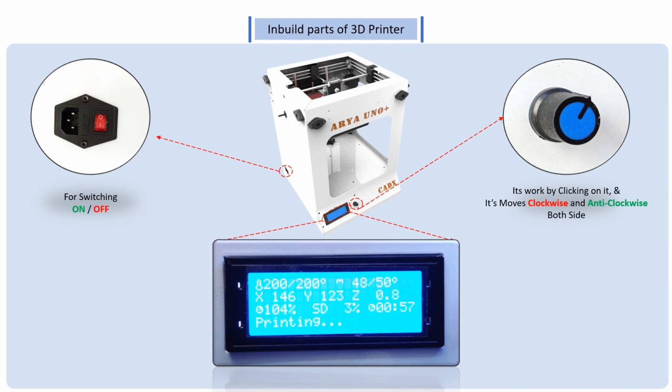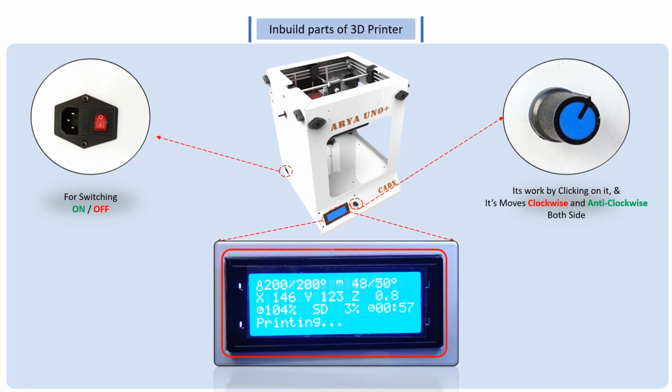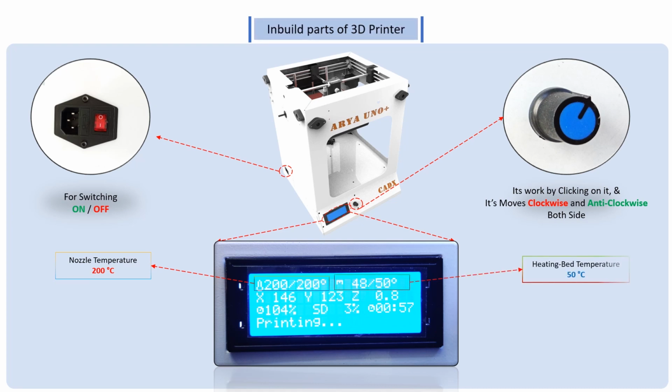Let us show you some options that you have. The first is the nozzle. The temperature at this shows 200 degrees Celsius. The next is heating bed. The temperature that you see is 50 degrees Celsius.